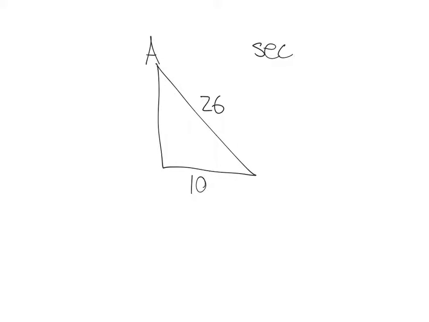Alright, with our right triangle, okay, let's say that you had a right triangle, and here was A, and let's say I told you that this side here was 10, and this side here is 26, okay? Let's say I asked you for what the secant of angle A is.